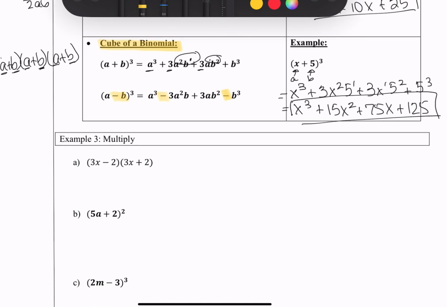So for me, super quickly, I'm going to say, hey, this is a sum and difference pattern, and this is going to equal, well, my first ones multiply to give me 9x squared.